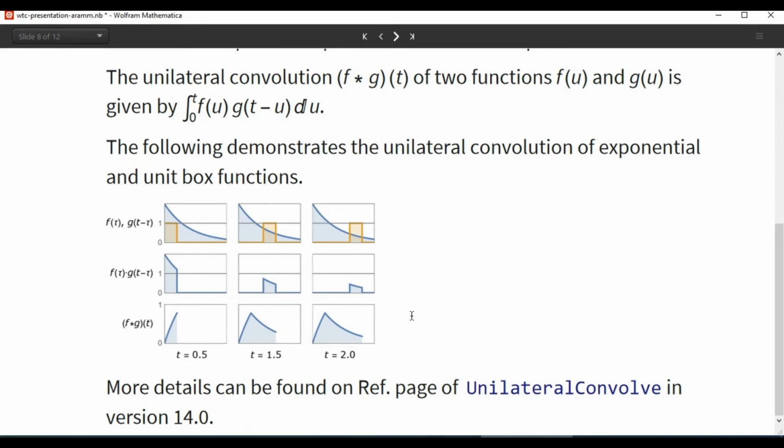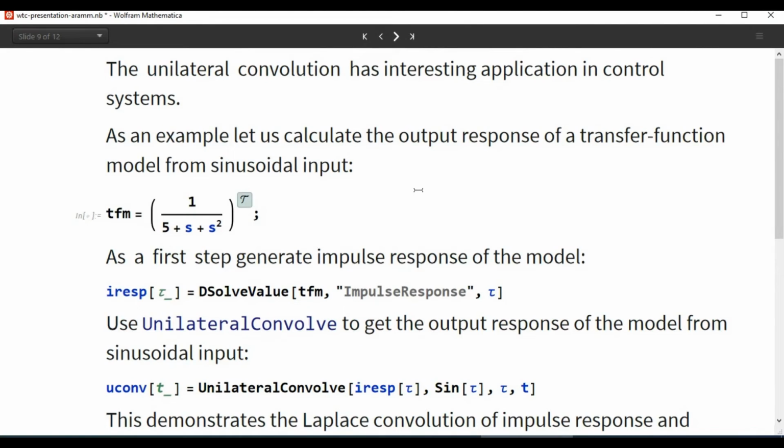And you can find more details about this new function and many examples about its usage in the ref page of UnilateralConvolve in version 14.0. But why do I discuss this here? Because this unilateral convolution can have very interesting applications in control systems.